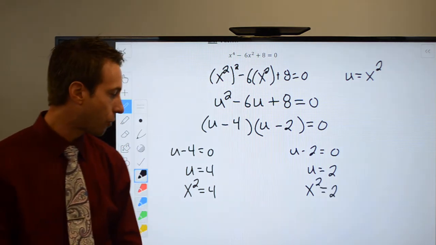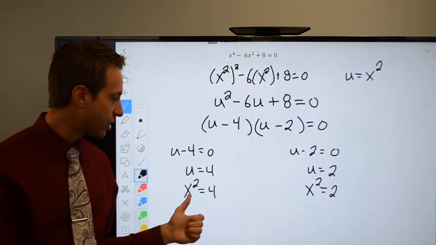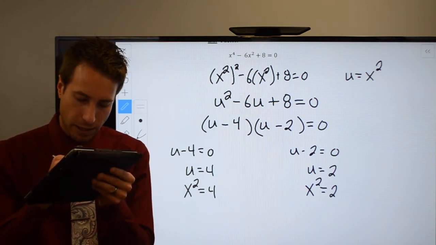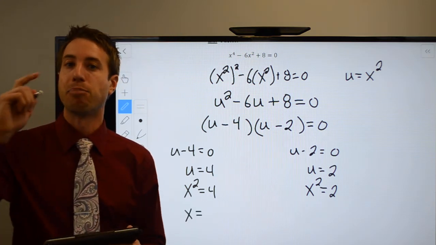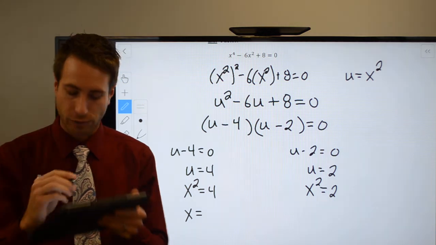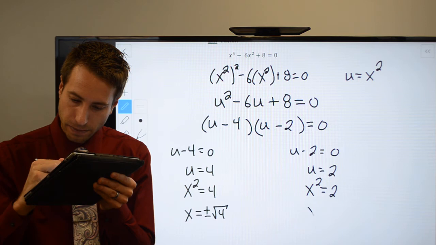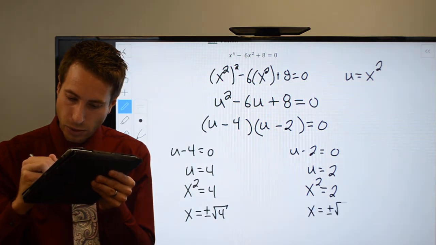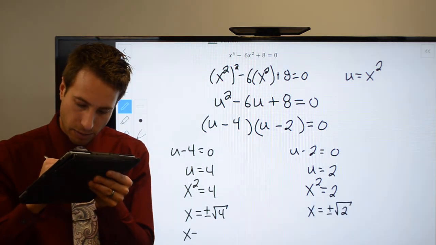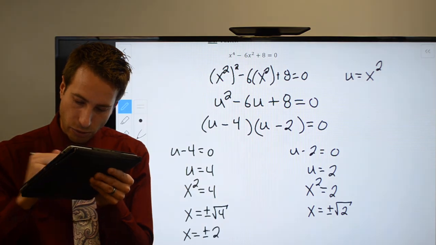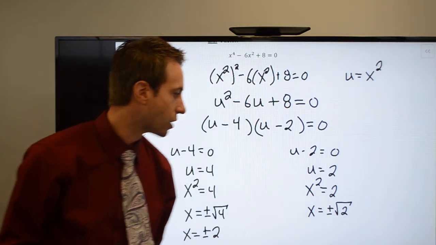And now solve for x, which is actually really easy. I just need to take the square root of both sides. So x is equal to plus or minus the square root of 4, which of course is 2. So plus or minus square root of 4, plus or minus the square root of 2, plus or minus 2. And there's nothing I can do. That is not a perfect square.